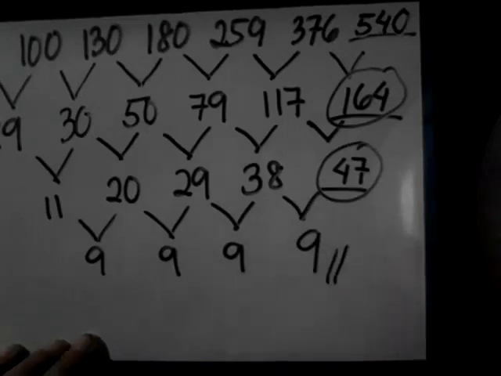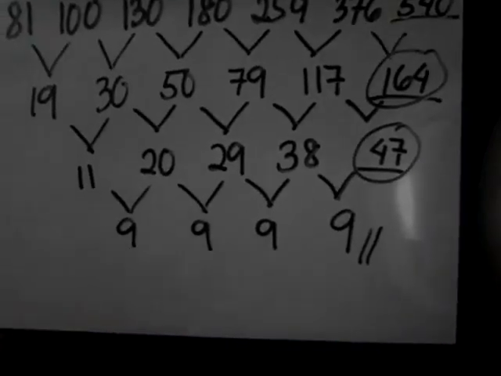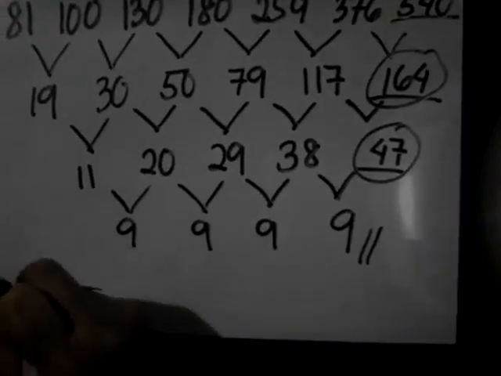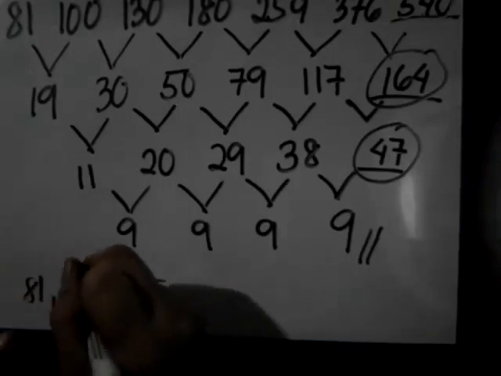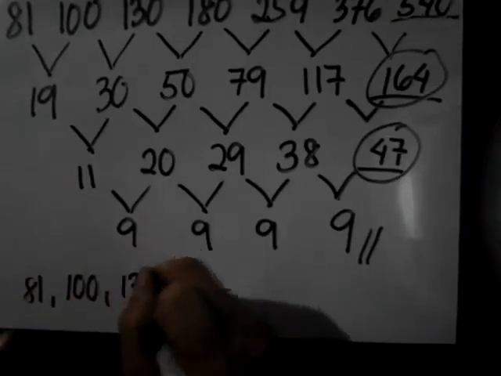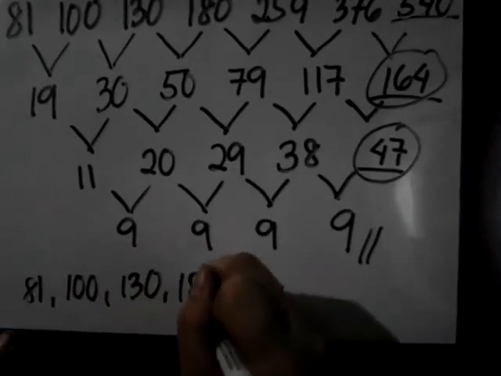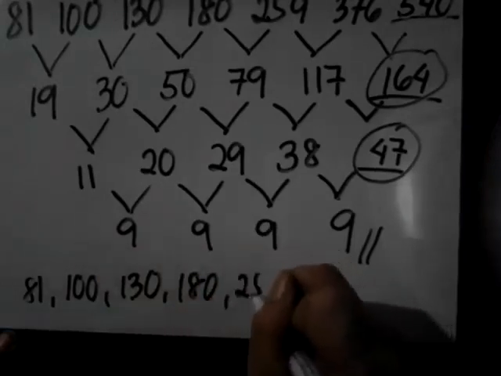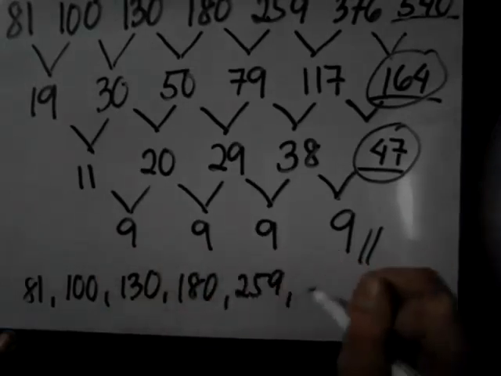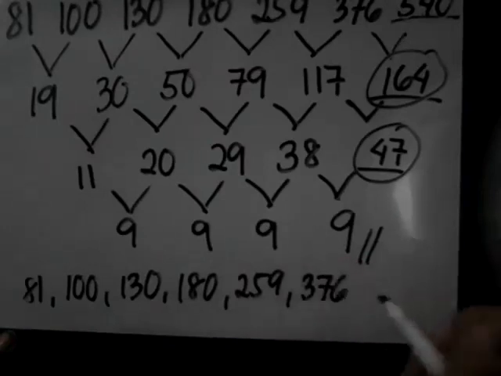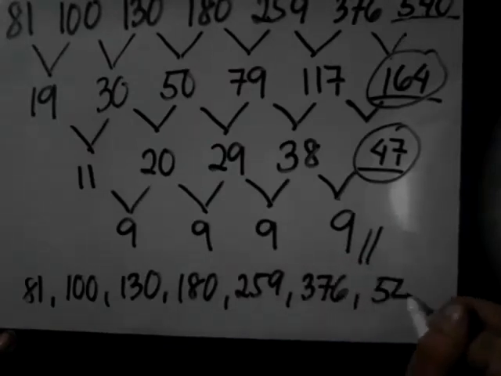So therefore, 81, 100, 130, 180, 259, 376. The next term is 540.